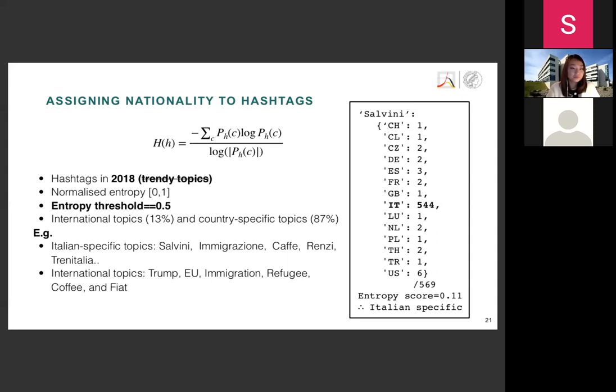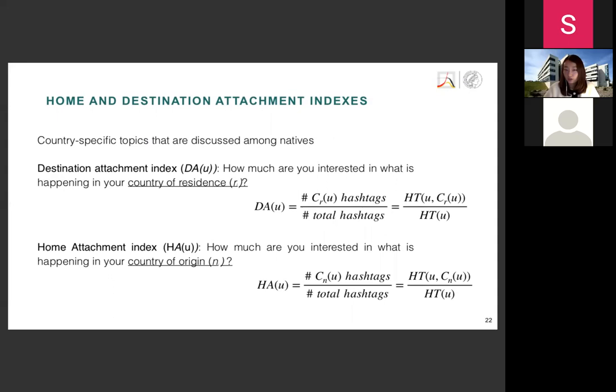With the obtained labels of hashtags, what we did afterwards was to build the two indexes that I mentioned, which are basically measured by looking at how much you are interested in the topics of your country of residence for the destination attachment index, and how much you are interested in the topic of your country of origin, aka the home attachment index. So basically for both of the indexes, we are looking at the proportion of country-specific hashtags that either belong to the country of residence or the origin.